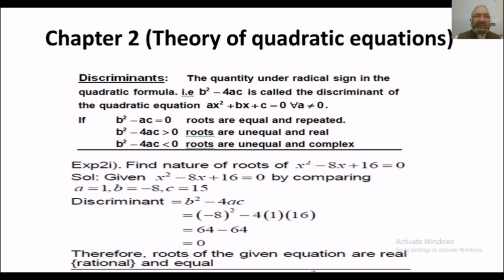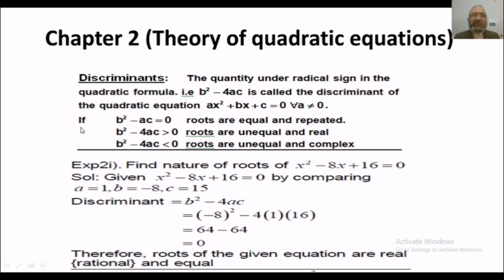Discriminant of the quadratic equation. So what is discriminant? The quantity under the radical sign in the quadratic formula, that is b square minus 4ac. The quadratic formula is x is equal to minus b plus minus square root of b square minus 4ac, divided by 2a. So b square minus 4ac, the term under the radical sign, is called the discriminant of the quadratic equation.